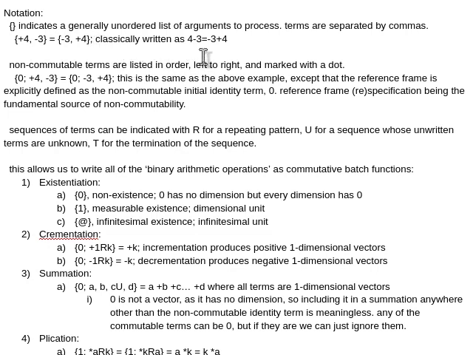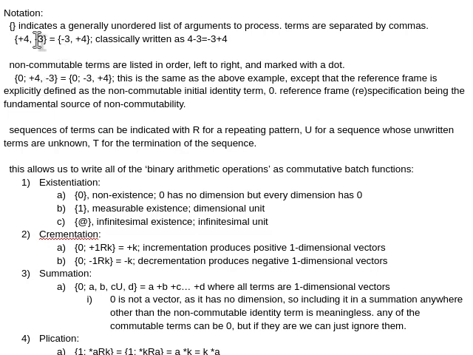Classically, this is written as 4 minus 3 equals negative 3 plus 4. And also classically, subtraction is non-commutative, but when we do it this way, it is commutative. Okay, non-commutable terms are listed in order, left to right, and marked with a dot.